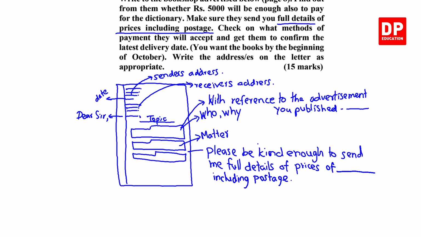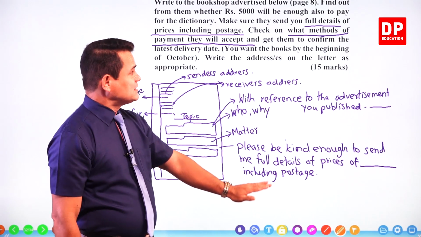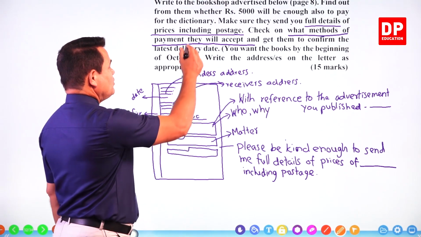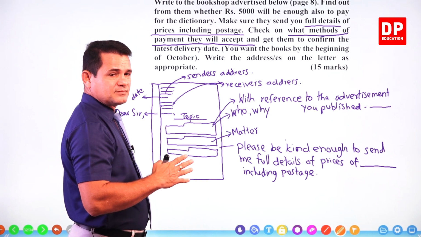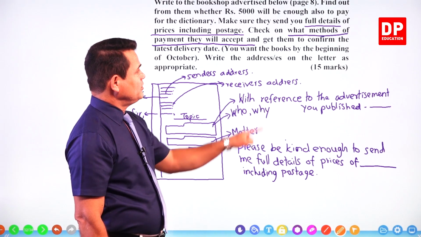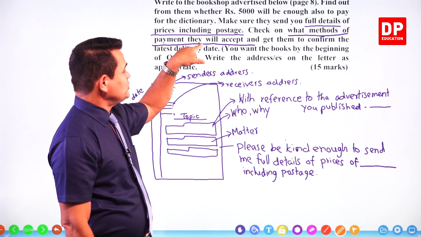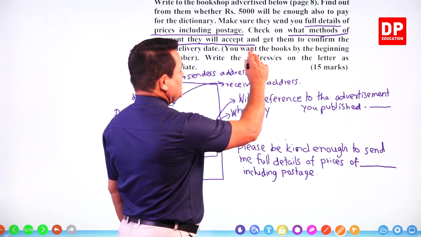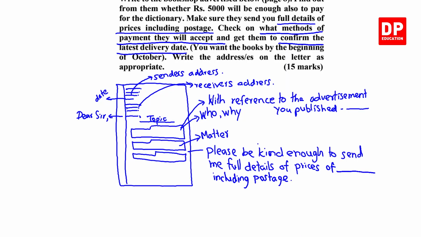And get them to confirm the latest delivery date. You must mention this too. Check what methods of payment they accept. How do you make this into a sentence? Also, please be kind enough to, and then, please let me know the methods of payment you accept, and also confirm the latest delivery date.